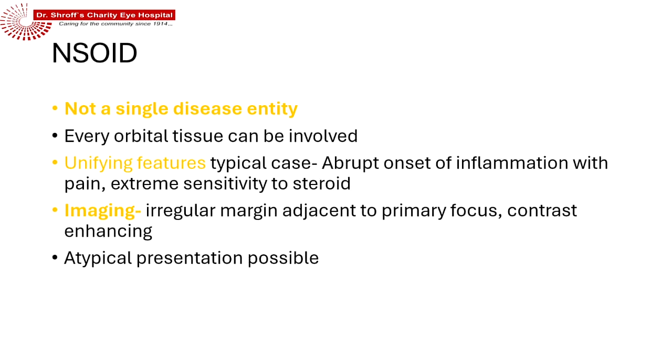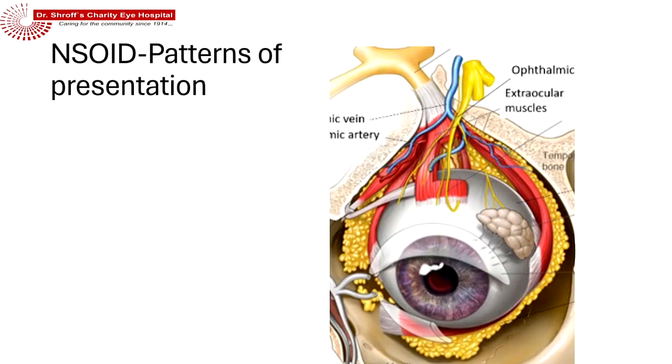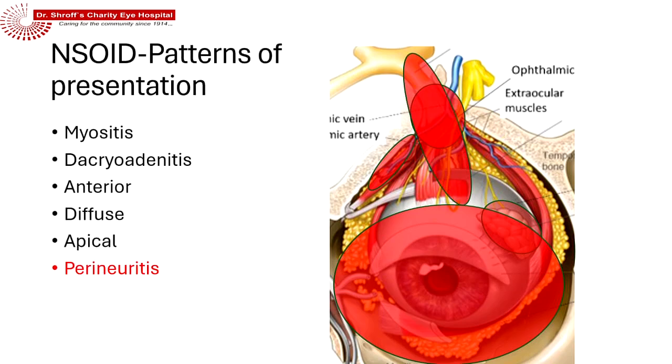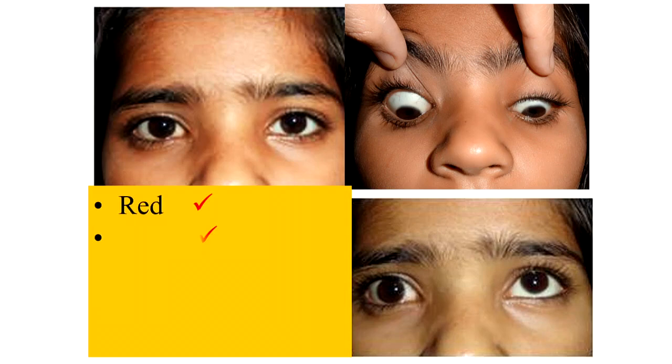And imaging will show either a mass lesion of the orbit, and there will be enhancement with contrast because of the edema in the orbit. But atypical presentations are possible. According to the patterns of presentation, depending on which structure in the orbit is involved, it could be myositis, dacryoadenitis, and many other involvements. Now, if you see this young girl, she comes with some amount of conjunctival congestion.